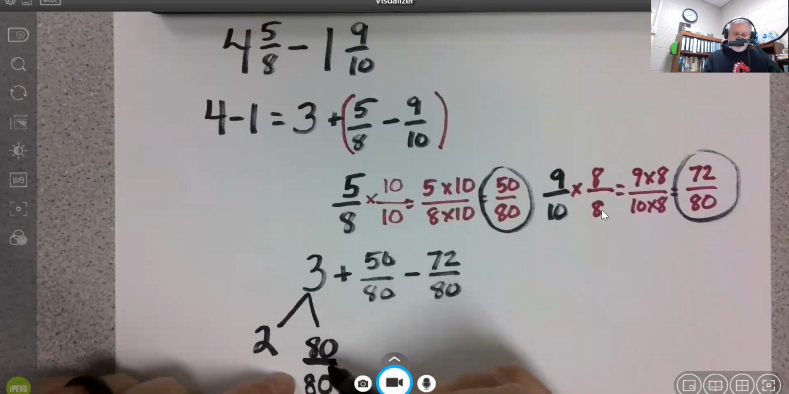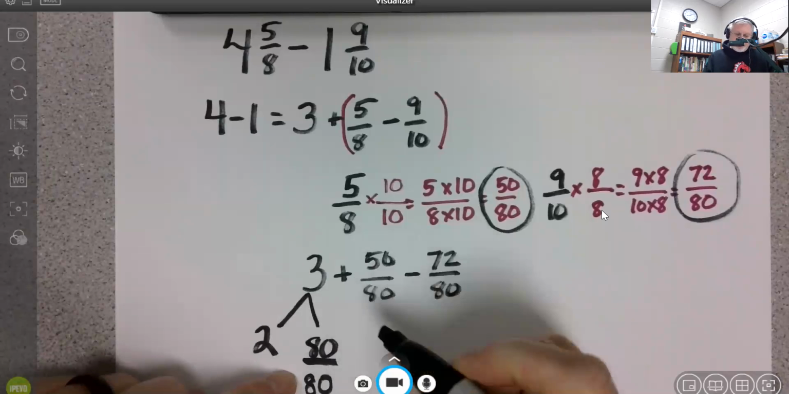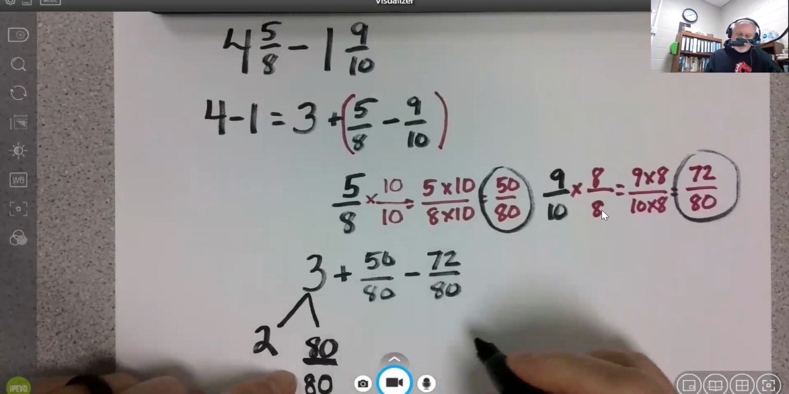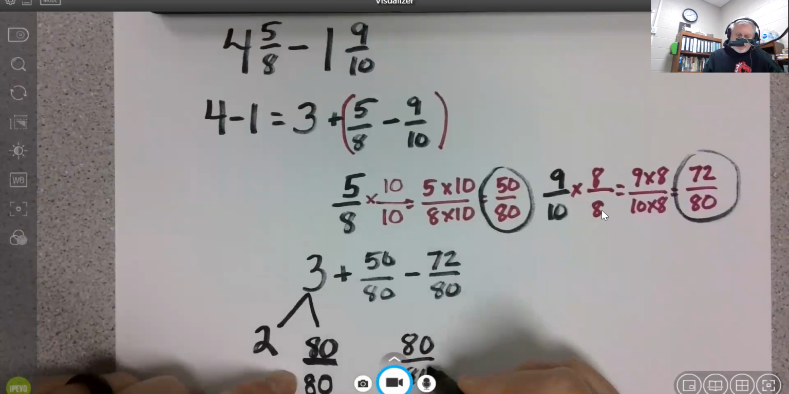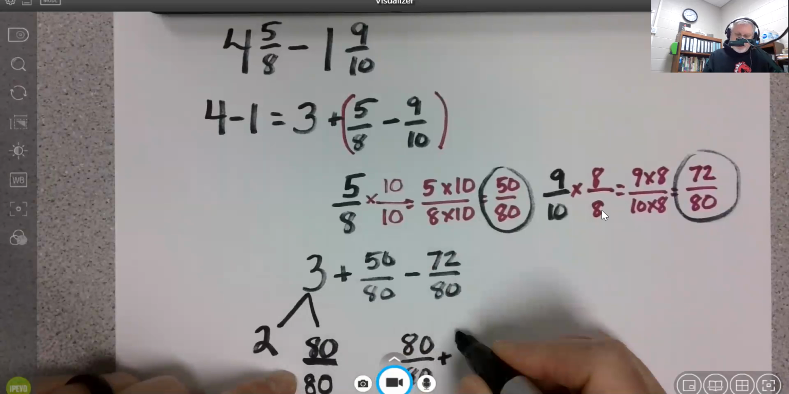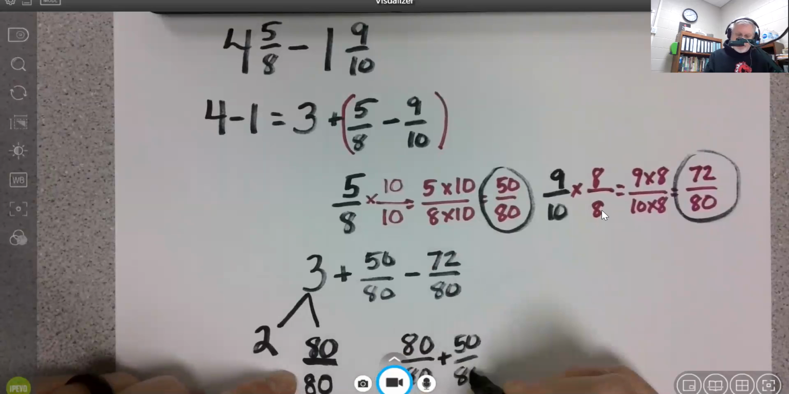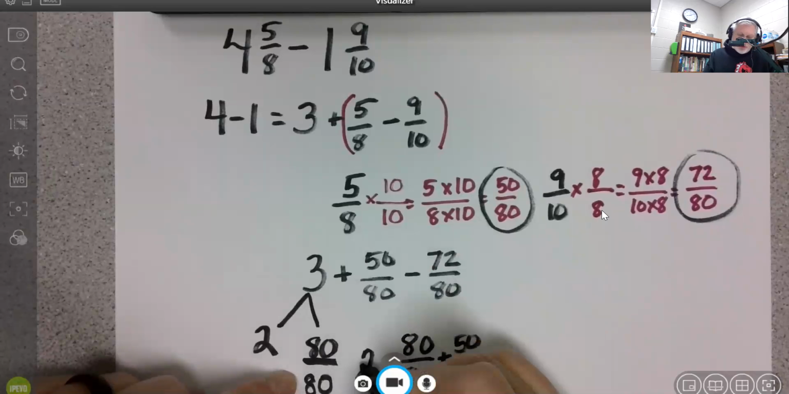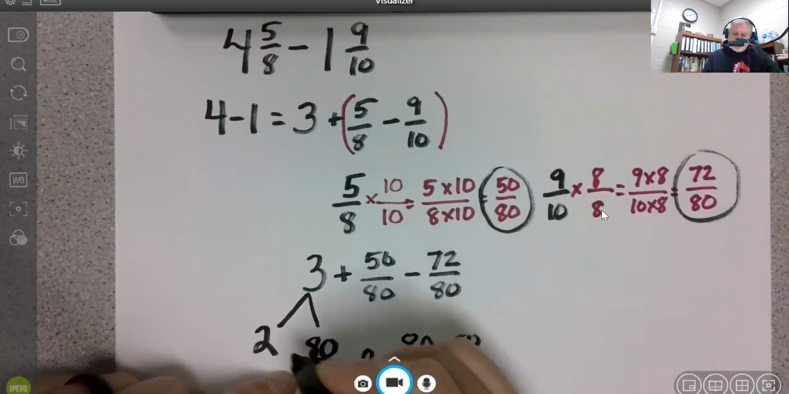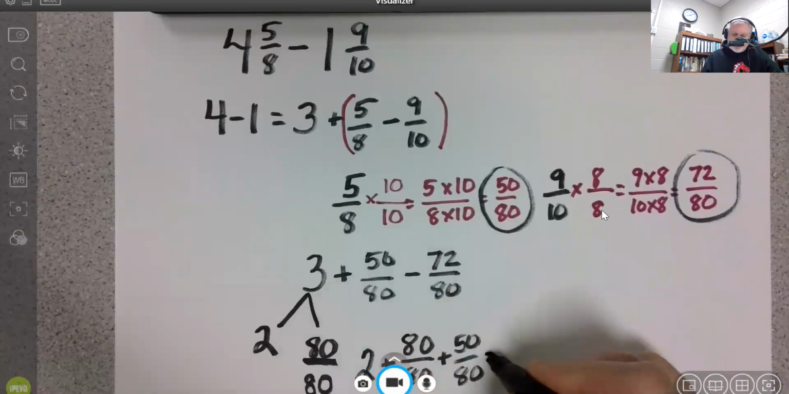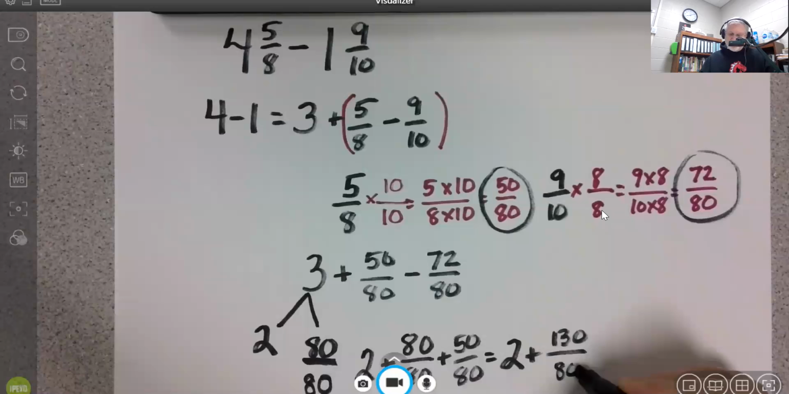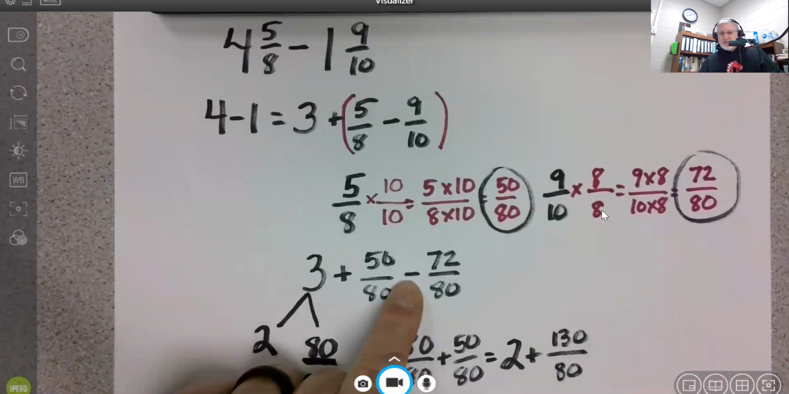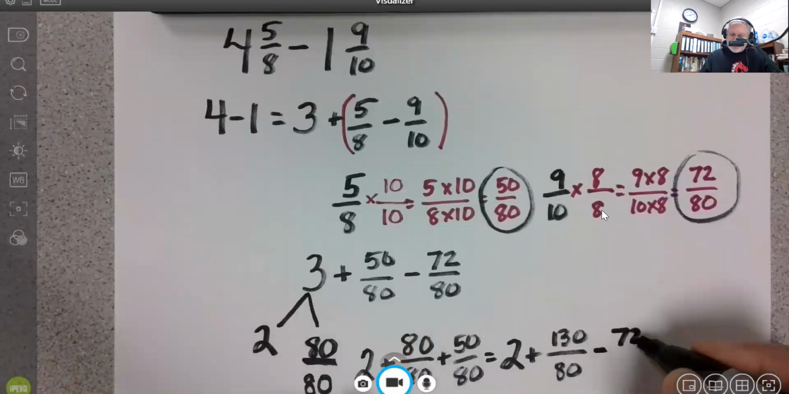2 plus 1 equals 3. So now I have to add 80 over 80 plus 50 over 80. And I can't forget my 2 because I still have 2 remaining. So now I can add those together. So I have 2 plus 130 over 80. Then I can go back to my original subtraction and do 130 over 80 minus 72 over 80.